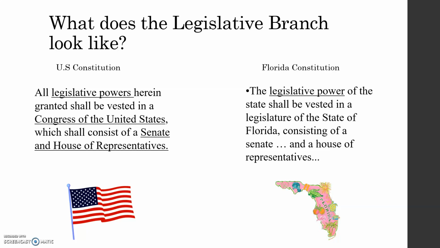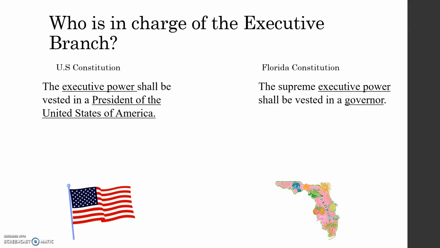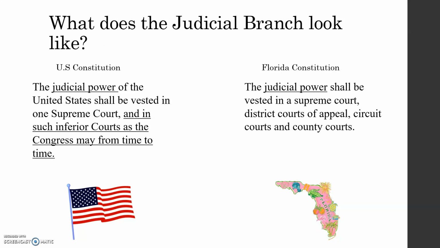We basically copied and pasted Article 1 into our own Constitution, just changed it up a little bit for our usage. Now, who is in charge of the executive branch? Well, according to the U.S. Constitution, the executive power shall be vested in a President of the United States of America. And very similarly, the Florida Constitution states that Florida's executive branch, the supreme executive power, shall be vested in a governor. Now, what does the judicial branch look like?